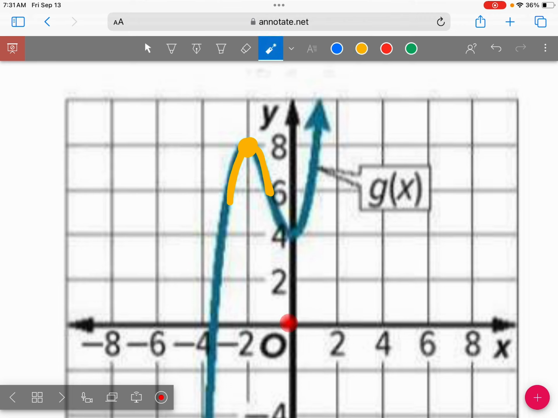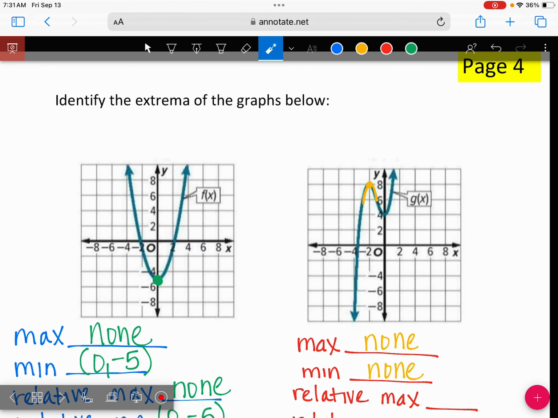Okay, so that point is at -2, +8. So we have a relative max at -2, +8, because this is like a hilltop in the graph. It's a place where the graph was going up, and then it made a U-turn and started to go down. So that's called a relative max. And that's at -2, 8. So we're going to write that there.